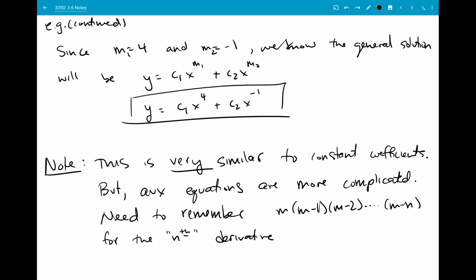In the next video, we'll do a repeated root example, kind of start making these a little bit more complicated for us.